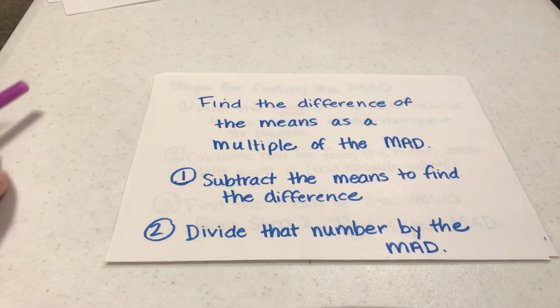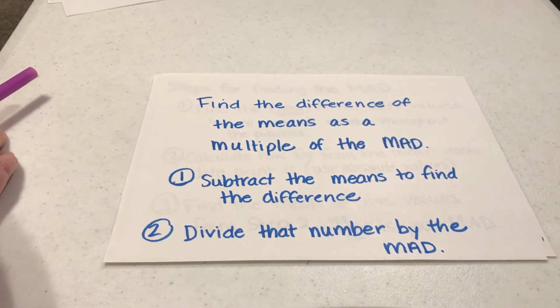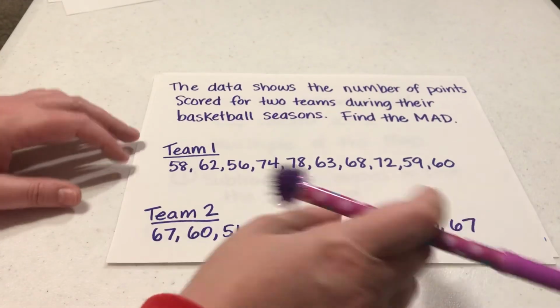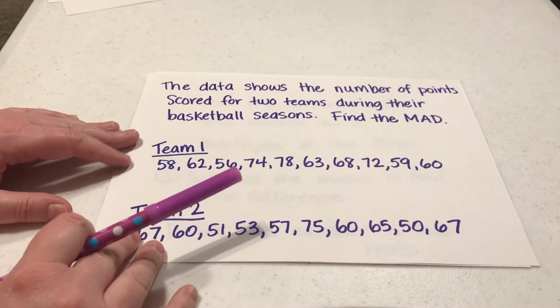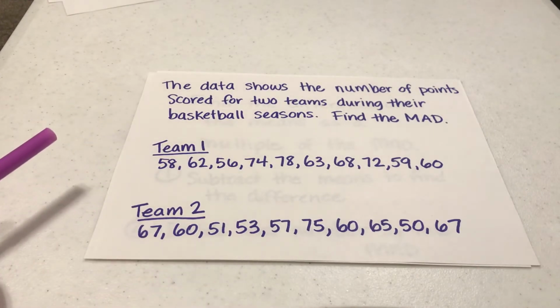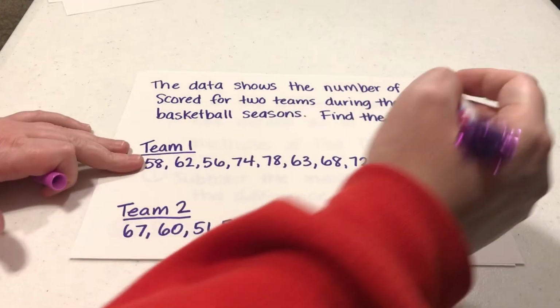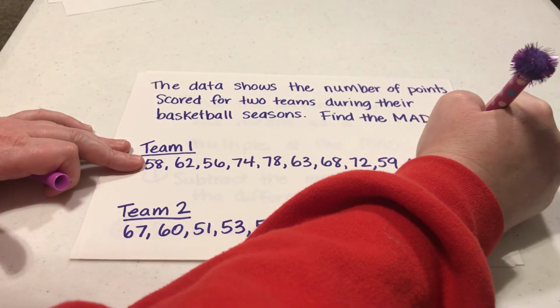When we review it. All right, so here is the second problem that we're given. You're definitely going to want a calculator for this one so you're not there all day, okay? All right, it says the data shows the number of points scored for 2 teams during their basketball seasons. We want to find the MAD. And so your first step, if you look at it, is to, you got it, find the mean of these numbers here.